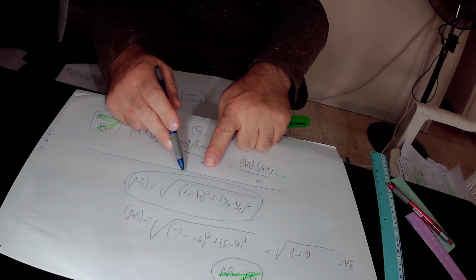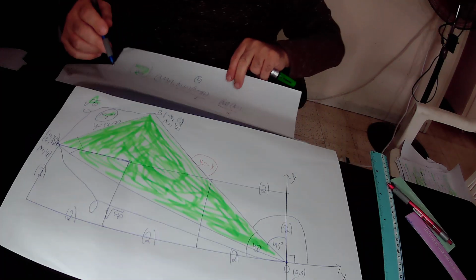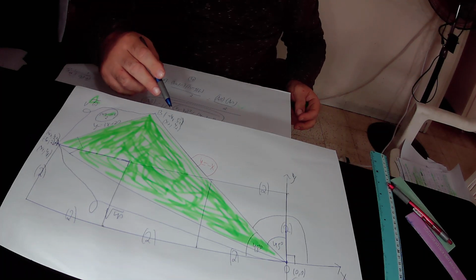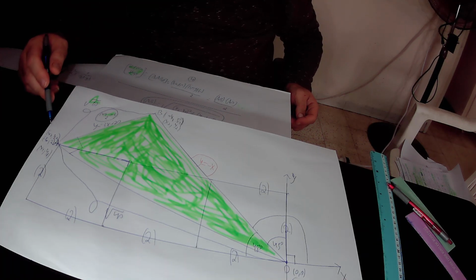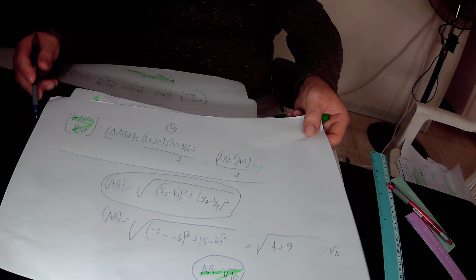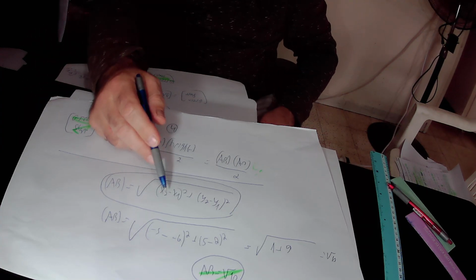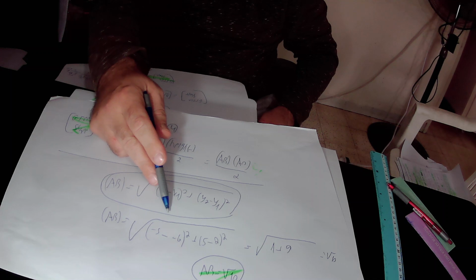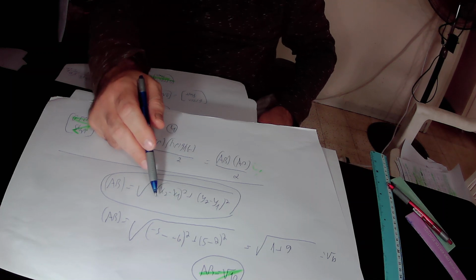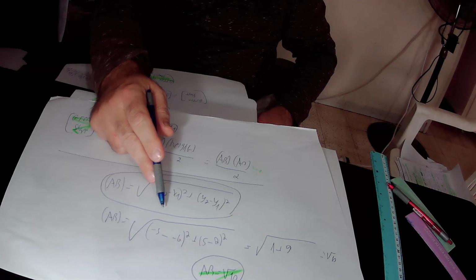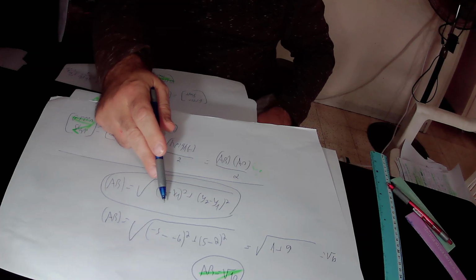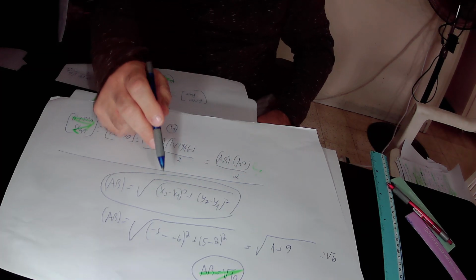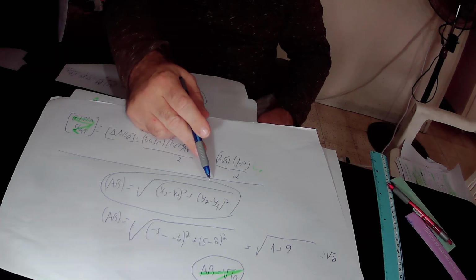So AB equals the square root of x2 minus x1 squared, so it is x2, that is minus 5, minus x1, that is minus 6, squared. And minus 5 minus 6 is minus 5 plus 6, and minus 5 plus 6 is 1, and 1 squared is 1. Likewise, we have here y2 minus y1 squared.